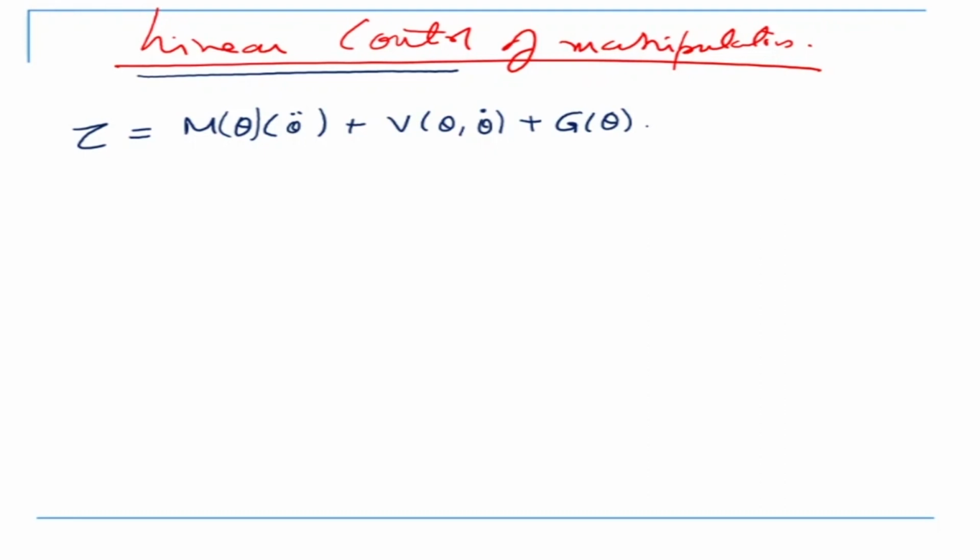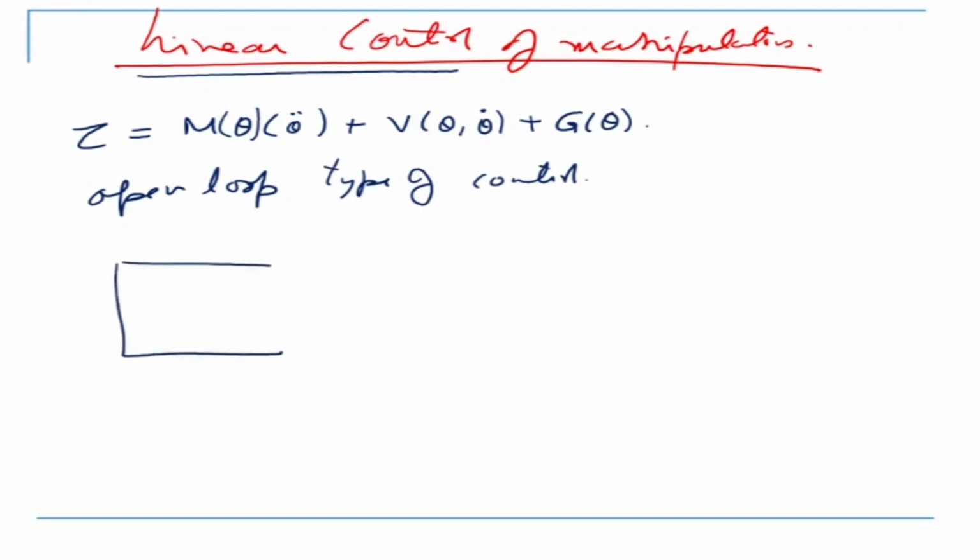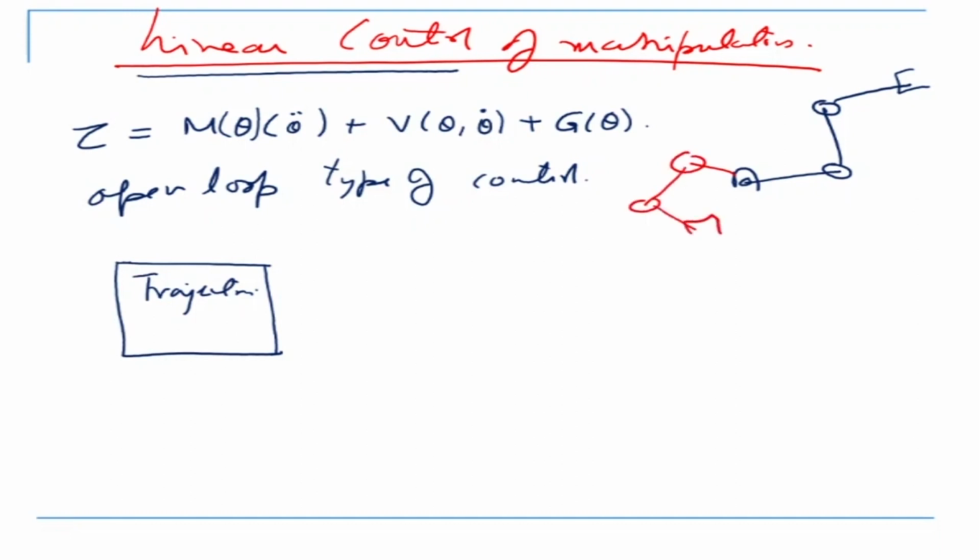Now we can propose an open loop type of control in which we compute the joint trajectories. We have learned how to compute trajectories by using third order polynomials. For the trajectory generator, let me give the example that the manipulator has to move from its position to some other position, like that. So this joint is going from here to here, this joint is moving, and that joint is also moving.